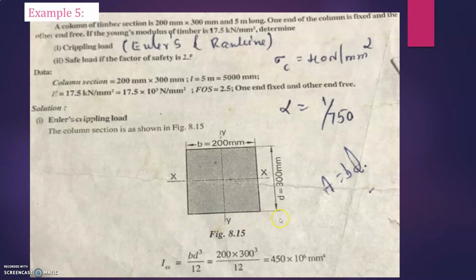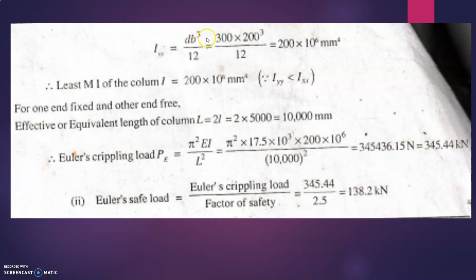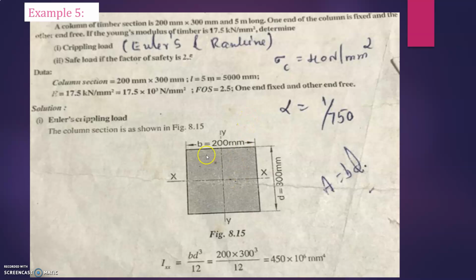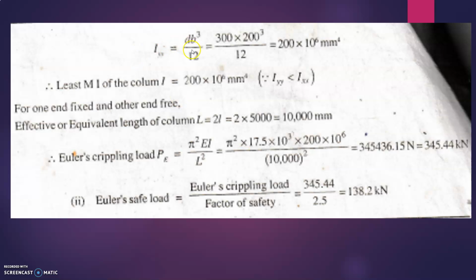Now you have to calculate Iyy also. The least value you have to consider. How can you calculate Iyy? It is d B cube divided by 12. What is depth? Depth is 300 and breadth is 200 here. So 300 into 200 cube divided by 12, you get 200 into 10 raised to 6. Take the least value. So the least moment of inertia of the column is Iyy, that is equal to 200 into 10 raised to 6 mm4.